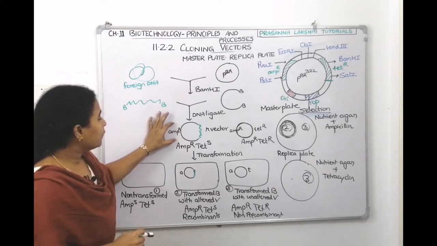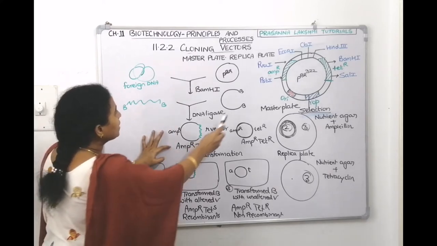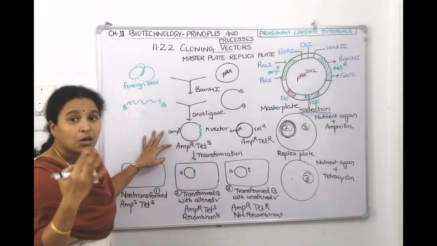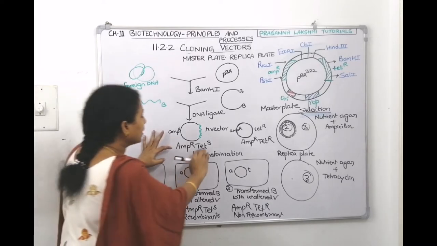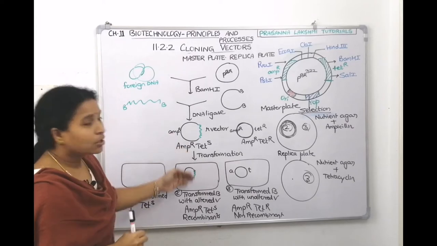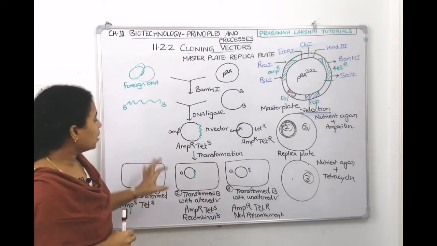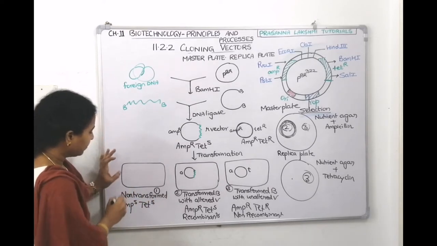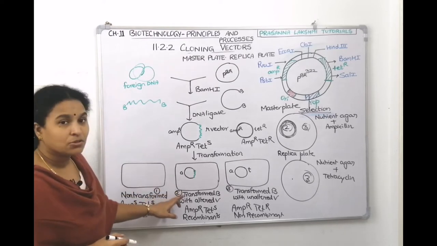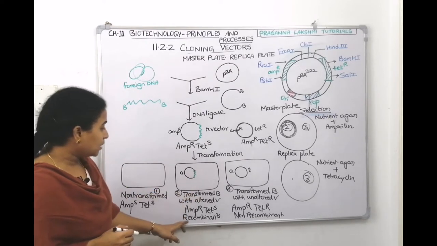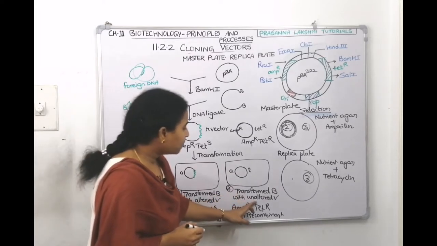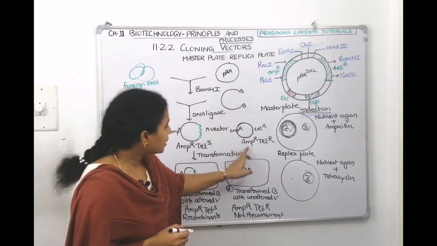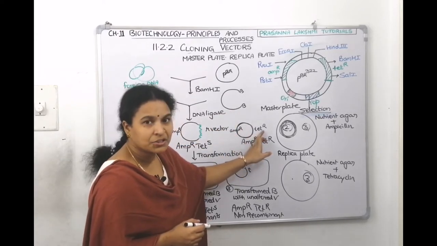The recombinant vector has its ampicillin gene, but in the place of its tetracycline gene, you gave the foreign DNA. So it is tetracycline sensitive. It lost the tetracycline resistance capacity. Then transform into the host. When you transform into the host, one host took it. Another host is a lazy host. It did not participate in transformation at all. This is a non-transformed bacterium. This is a transformed bacterium with the recombinant DNA. Another one did not take the recombinant vector. It took the normal vector, which has both the ampicillin resistance gene and the tetracycline resistance gene intact.